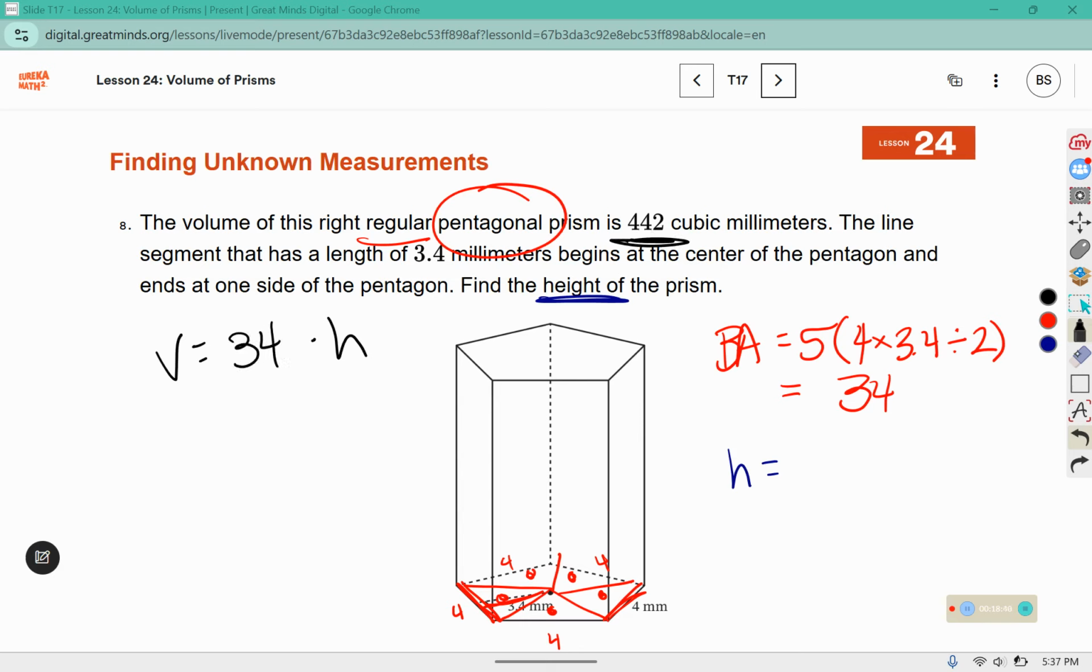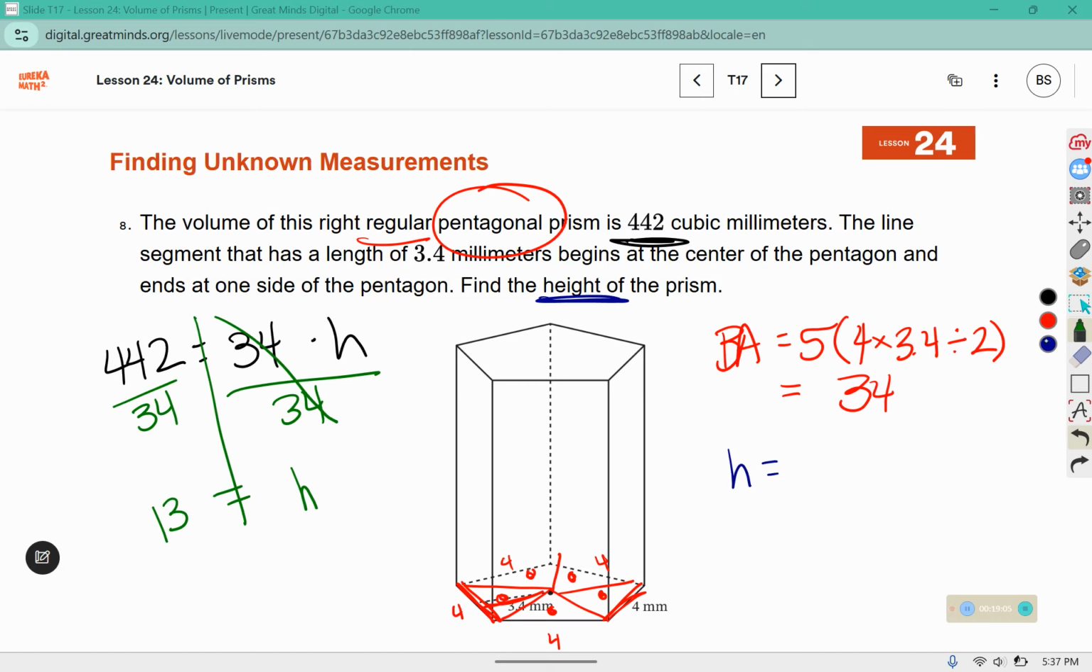And we know the volume is 442. So to solve for the height, we can divide both sides by 34. 34 divided by 34 is 1, so we have 1h. And 442 divided by 34 is 13. Which means that the height of the prism is 13 millimeters. A height does not get any units squared or units cubed, it's just plain units.